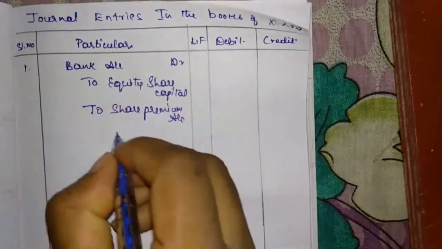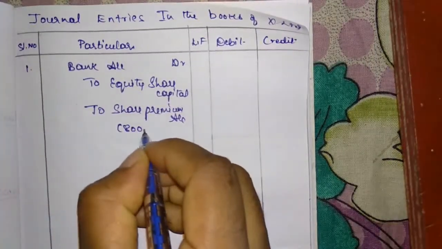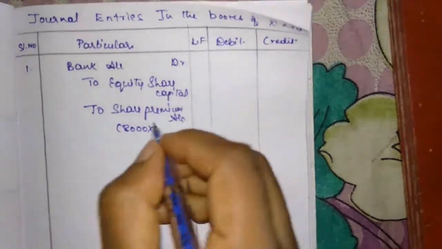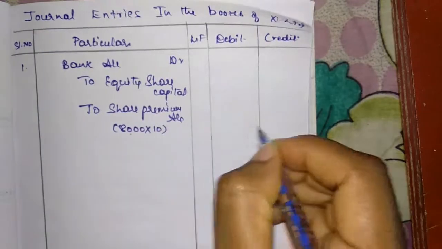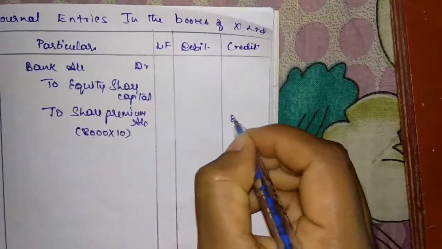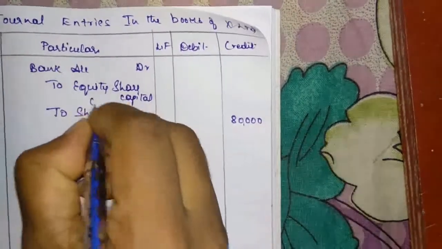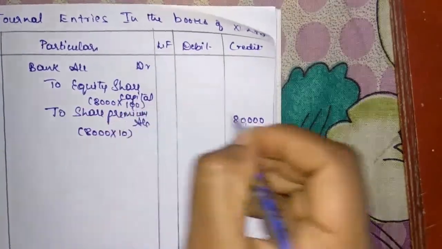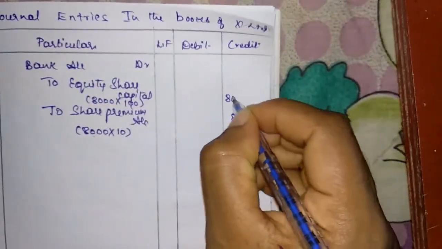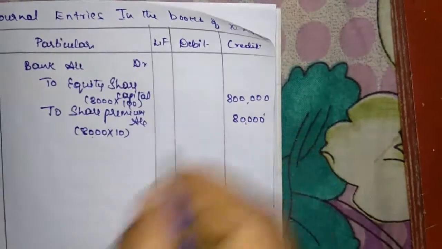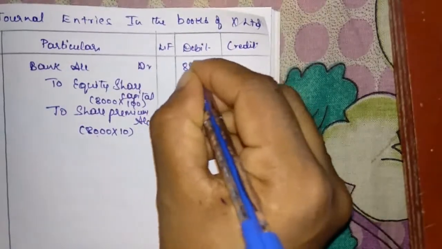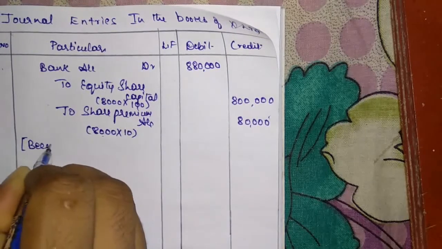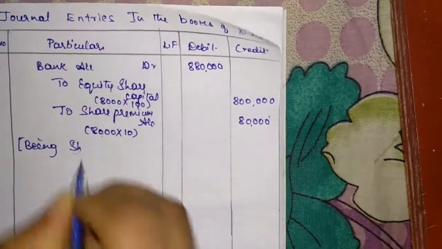So what is the total number of share application received from the public? So that is 8,000. And what is the premium value? That is 10. So share premium account, it is 80,000. And what is the face value of the share? That is rupees 100. So 8,000 into 100, that is 8 lakh. So total amount is 8,80,000 being shares subscribed by the public.